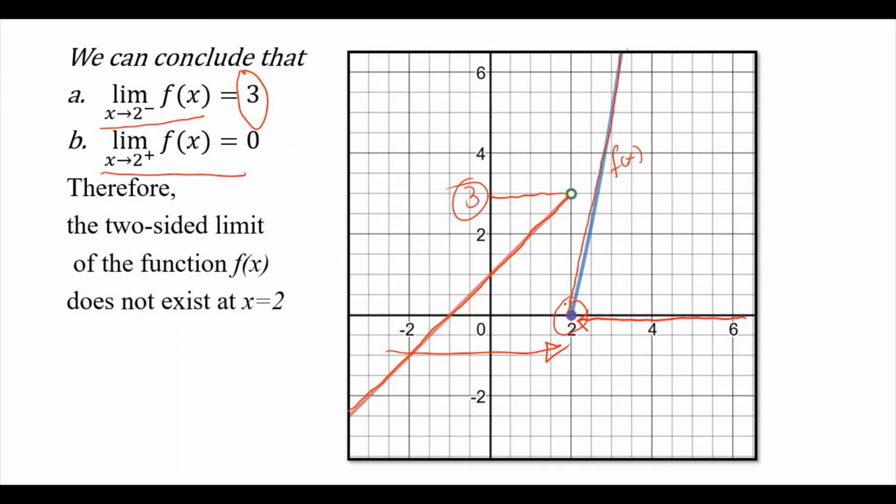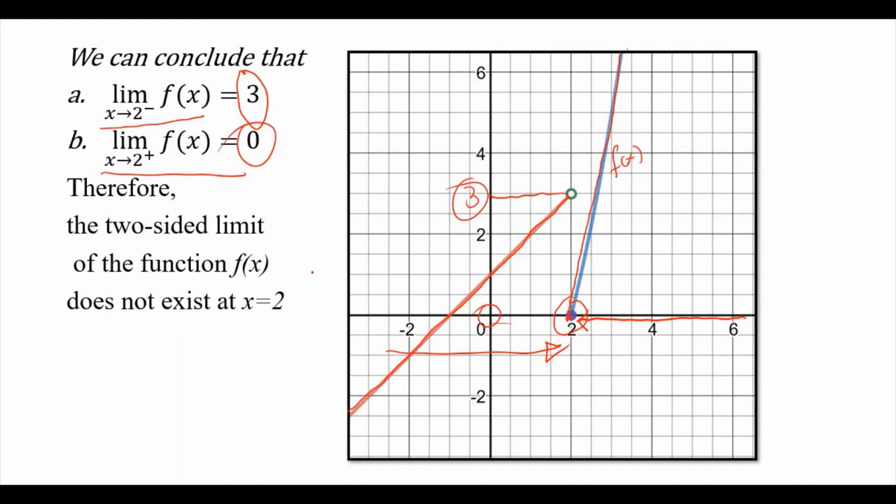So I see here that when x approaches 2, the function is approaching y equal to 0, which is this value, which is the x-axis. So that's why the limit of f of x when x approaches 2 from above is equal to 0.